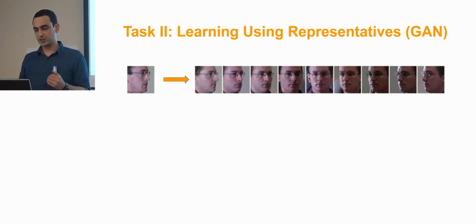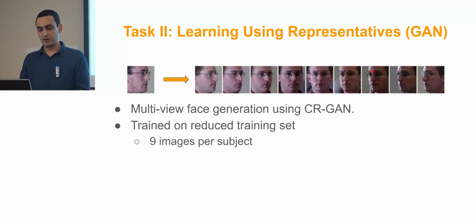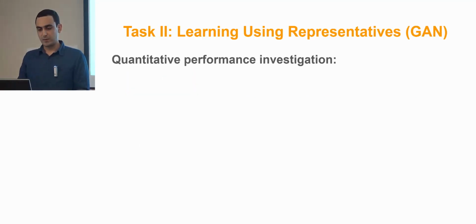So for the learning task, we chose a generative adversarial network. If you give this generative adversarial network a face input with any pose, it will generate all the views of the same face, of the same identity. So we trained this GAN on the reduced training data set, meaning just 9 images per subject, and we have 9 views here. And also on the full data set, which is 360 images per subject.